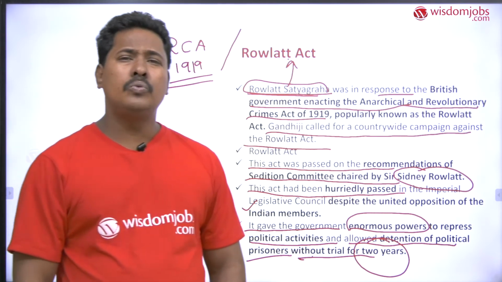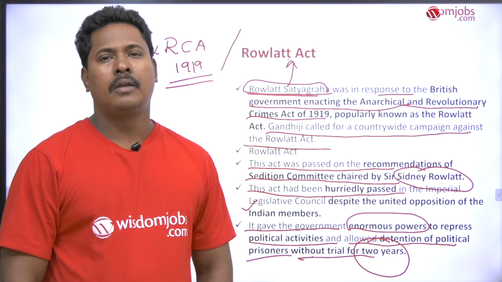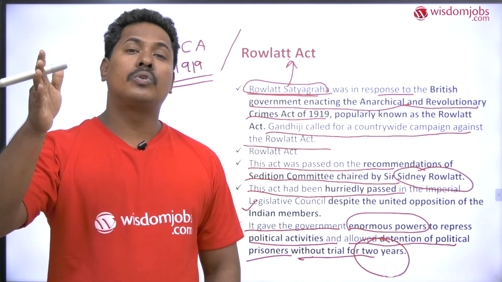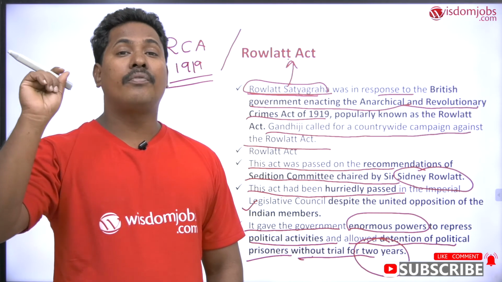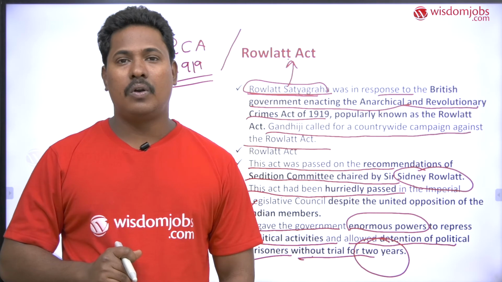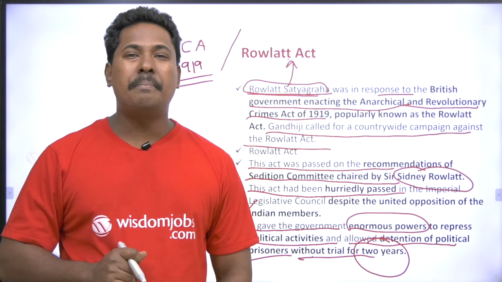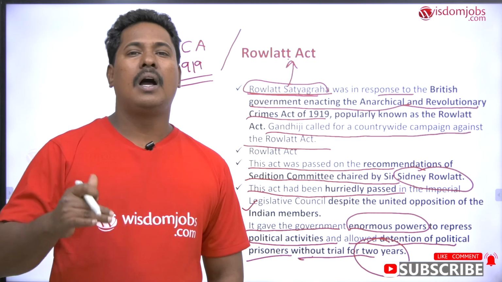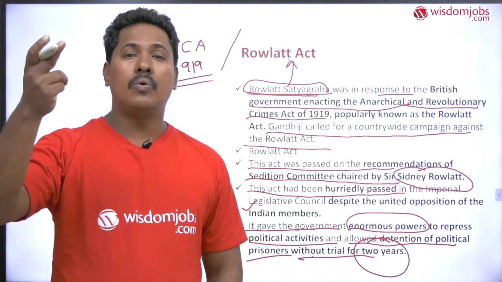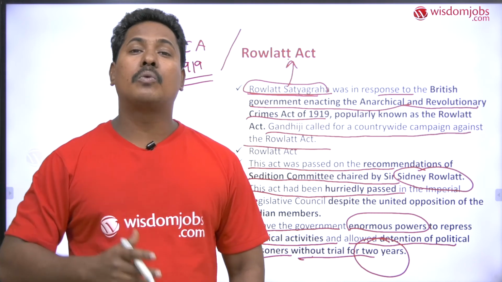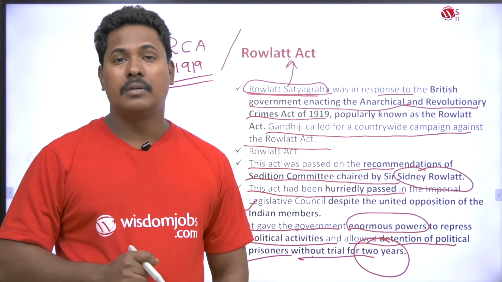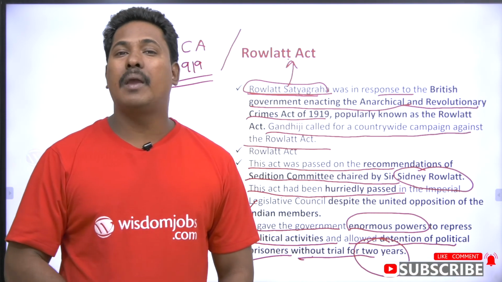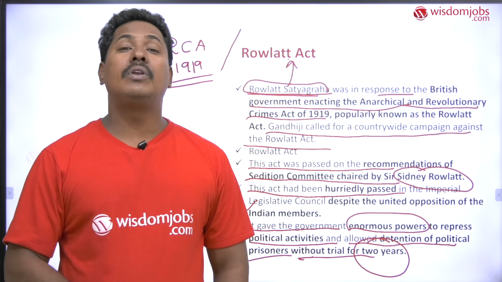Actually, according to the law, the political prisoner must go before the court within 24 hours of his arrest, and this is called habeas corpus, bandi pratyaksha. So the political prisoner, after being arrested, can go and stand before the court within 24 hours, right? So this is called bandi pratyaksha, but this kind of right was not there in this act, and hence this act came to be known as the Anarchical and Revolutionary Crimes Act.